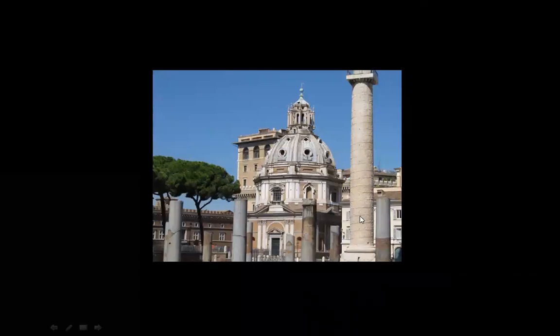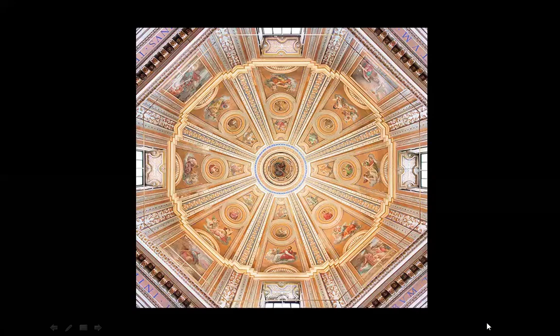Here is the column, and here is the building by Antonio da Sangallo. Here are these beautiful trees that you see often in Rome. And the ceiling within the church, they work for the glory of God. What can we say?